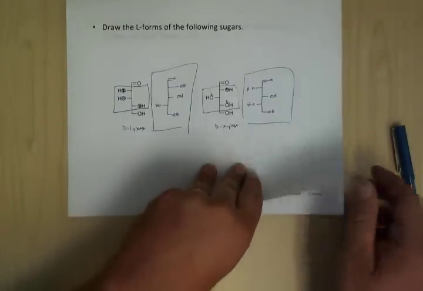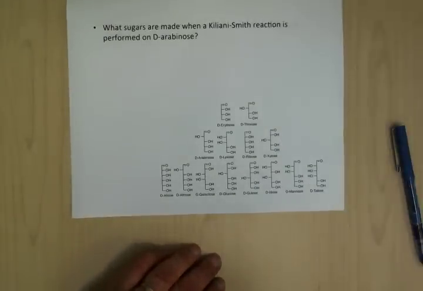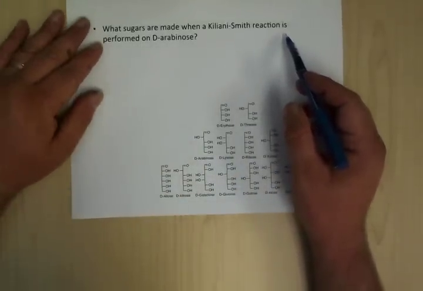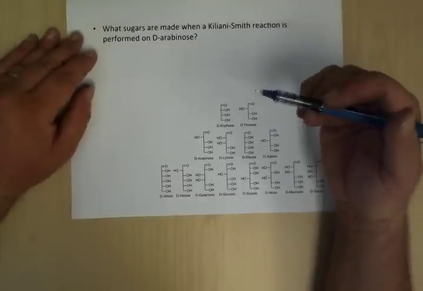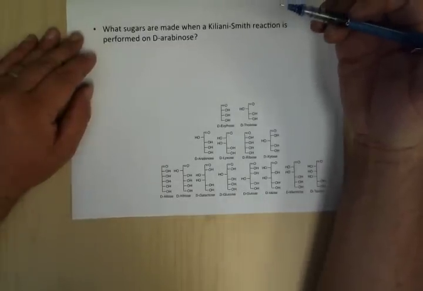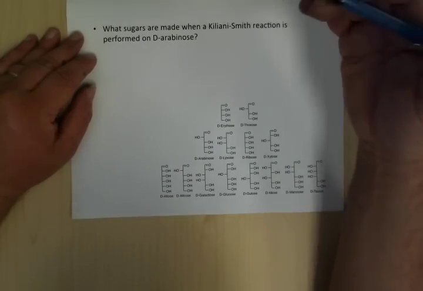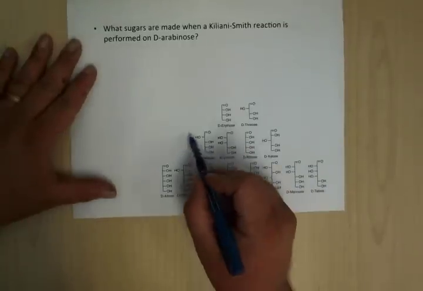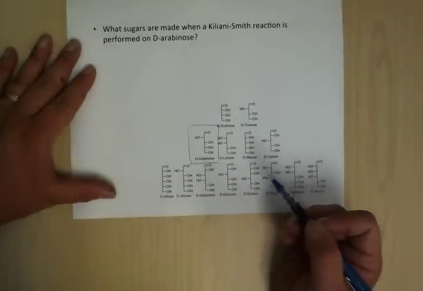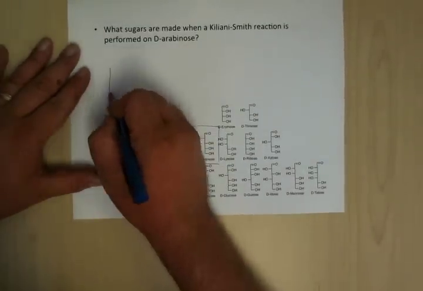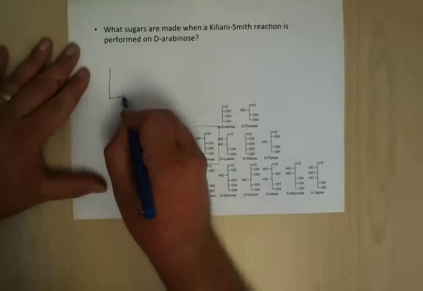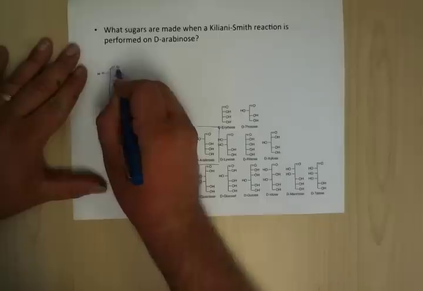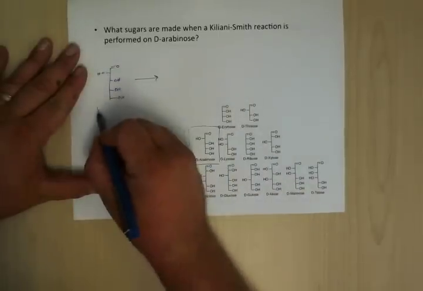Okay, so for the Kiliani-Fischer reaction, what you're doing is extending the chain one additional carbon at the top. But when you do that, the aldehyde, half the time it goes on one side, the other half it goes on the other. So here's D-arabinose. It looks like this.